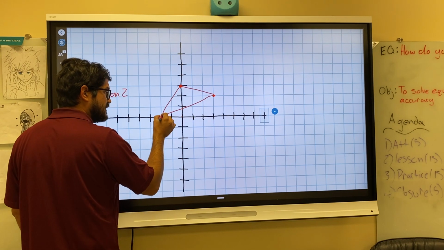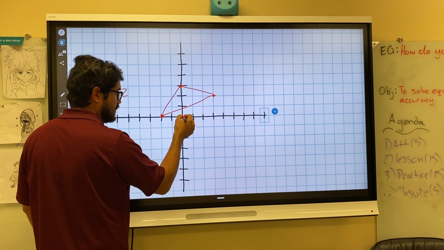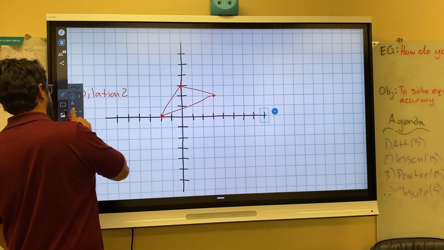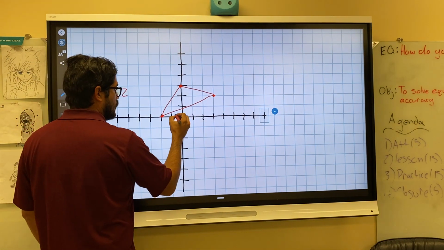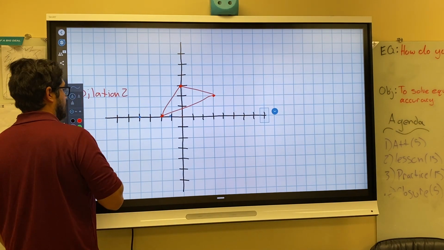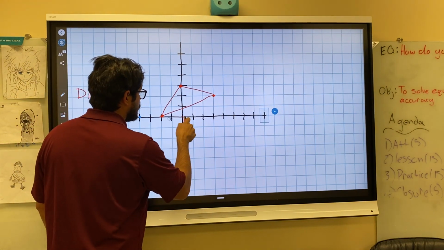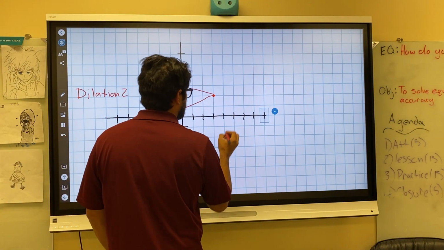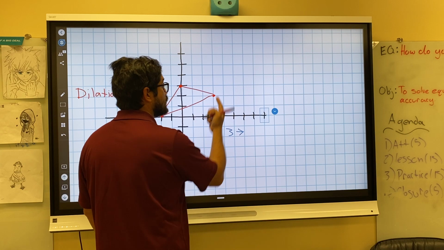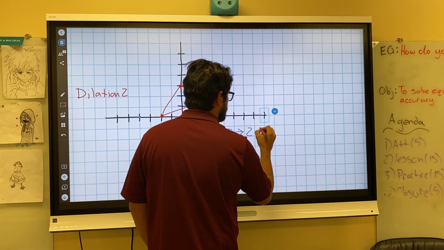So how far is this dot from the origin? It's 2 to the left. So if we double that, we'll be going 4 to the left. So 1, 2, 3, 4, right there. Now we are doing this one. Now this one is 3 to the right, so 3 to the right, and then we're going 2 up. So we're going 2 up.